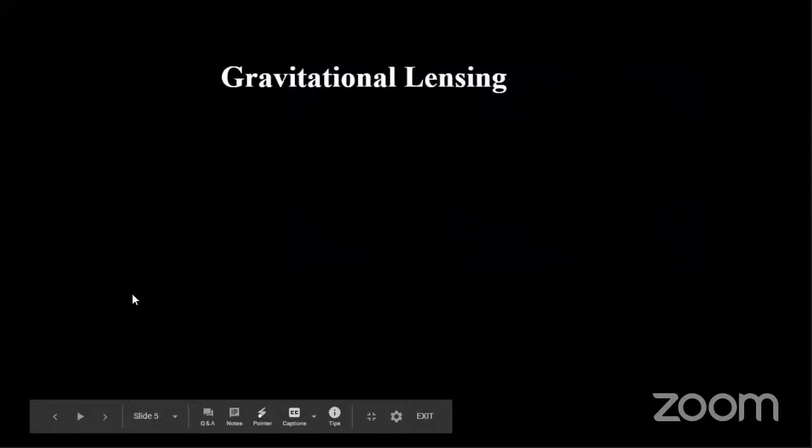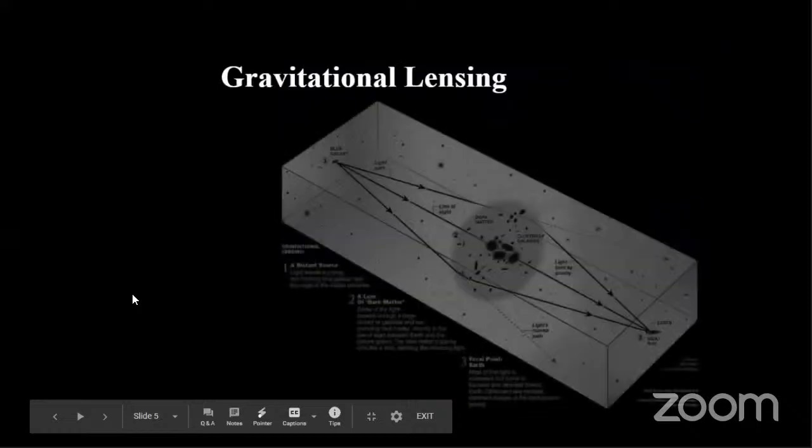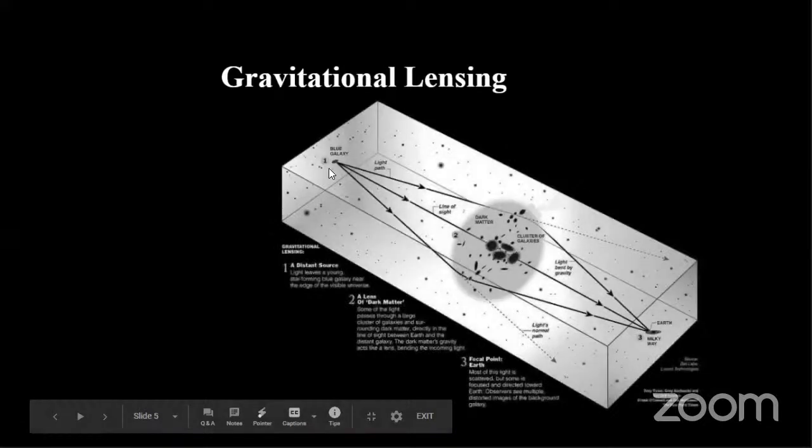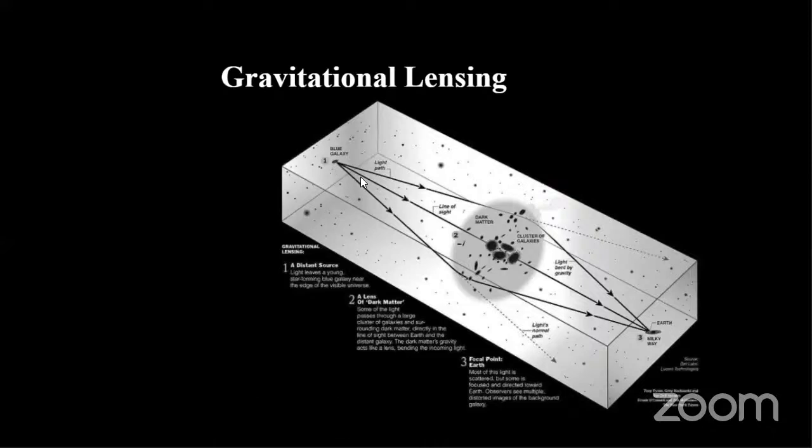So what is gravitational lensing? Let's say we, as observers on Earth, are trying to see a very distant galaxy, which is very faint, and it is on the line of sight to us. And in between the observer and the source galaxy, there is a cluster of galaxies or even a single galaxy which has a dark matter halo around it.